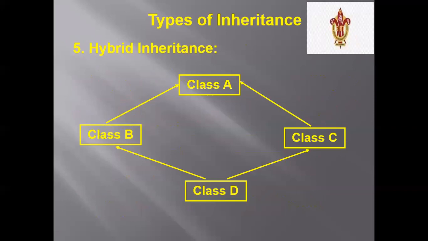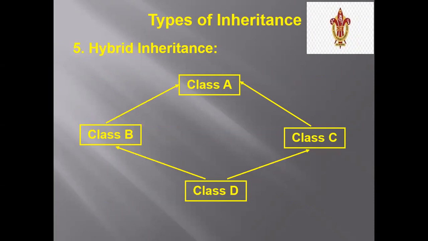Now, hybrid inheritance. Hybrid inheritance means a combination of any of the above inheritances. Like the above four inheritances, it can have a combination of single inheritance with multi-level inheritance, multi-level inheritance with multiple inheritance. So here you can see class A, class B, class C, class D. These are four classes. Class A acts as a base class for classes B and C. Similarly, class B acts as a base class for class D. Class C acts as a base class for D also.